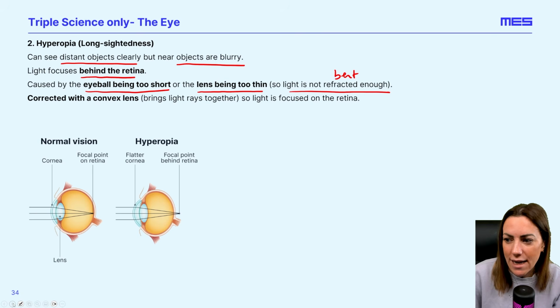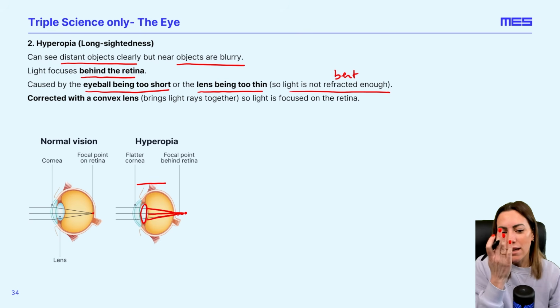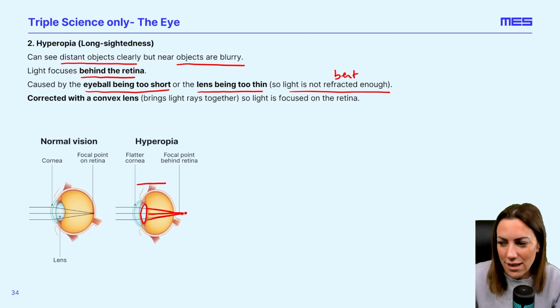And again, I'll show you it on a diagram. So normal vision, you can see the eyeball is the right shape, the lens is the right shape, and the light is focusing nicely on the retina, so you can see. But with hyperopia, their lens, it doesn't really show it on here, but I'll draw it for you. Their lens might be thinner. Maybe even their cornea is a little bit flatter as well, so it's not bending the light as much. Their eyeball might be shorter. If the eyeball is shorter or the lens is thinner and doesn't bend the light as much, then the light can be focused behind the retina. And again, if they're looking at close-up objects, they will not be able to see them clearly.